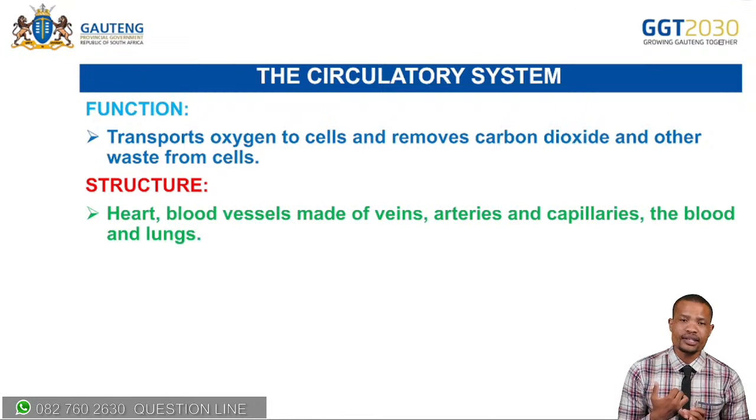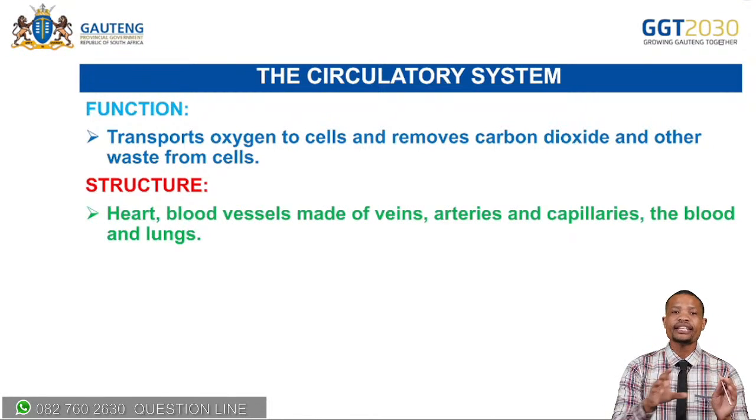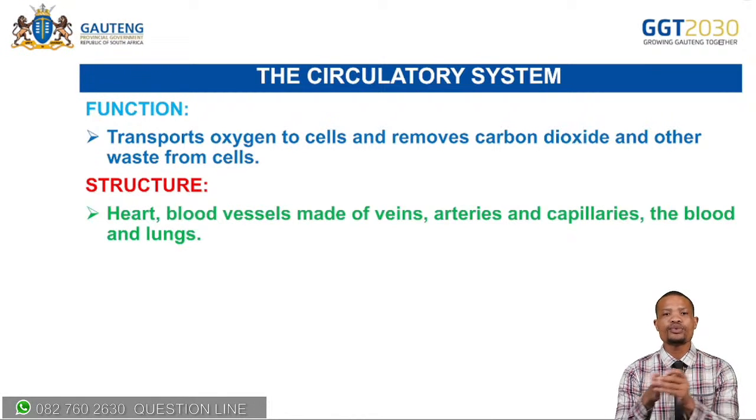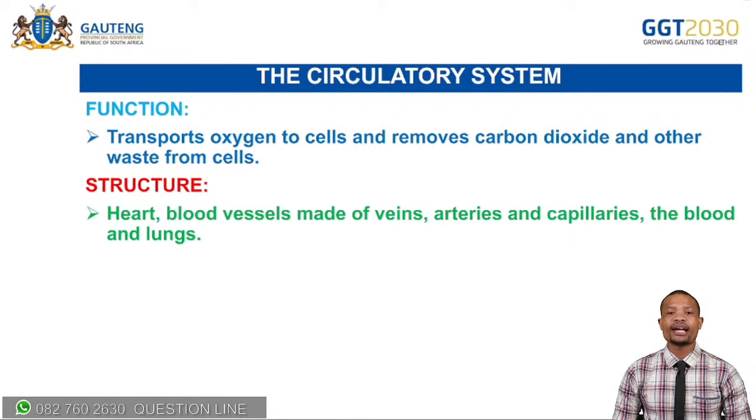Right. So the structure of the circulatory system is as follows. We have the heart, which is the pump, the one thing that provides the kinetic energy or the pressure for the blood to be able to move and overcome obstacles that may be present in the blood vessels. And we have blood vessels, which are the veins, the arteries, and the capillaries, and the blood itself and the lungs. We said we need the lungs because that's where the diffusion of these gases takes place.